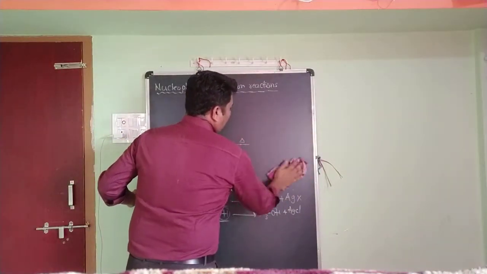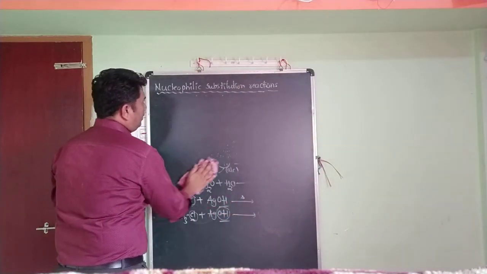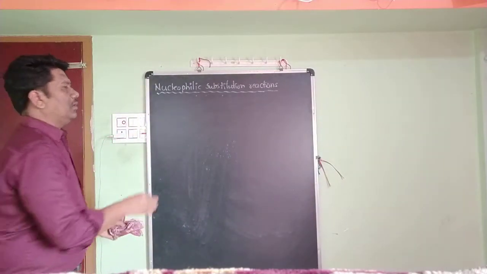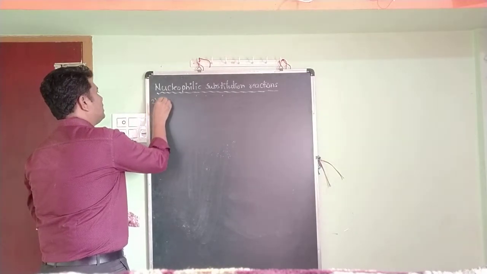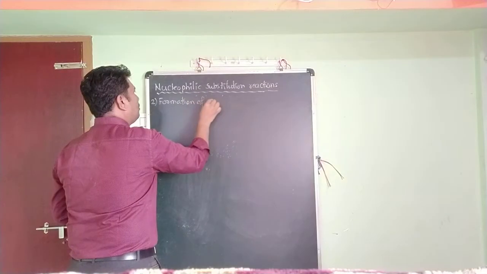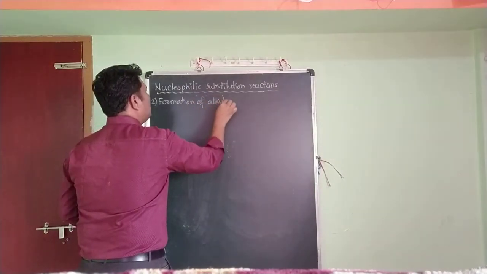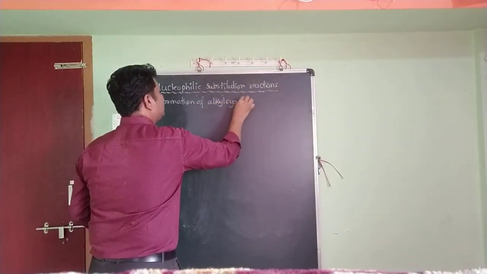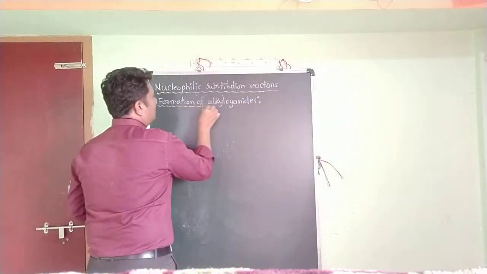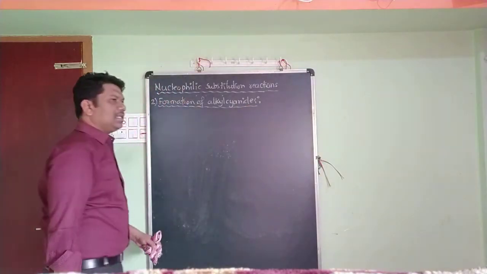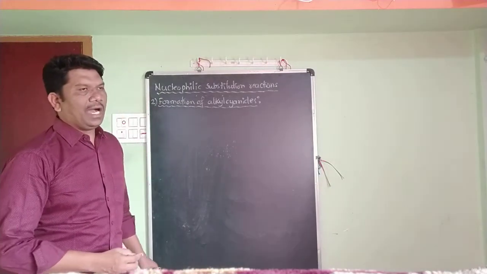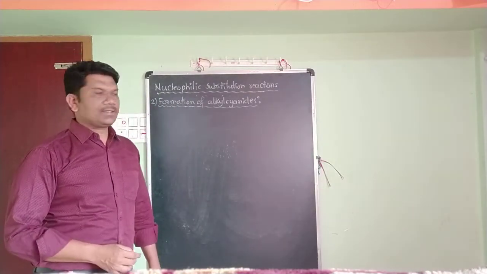The second example of a nucleophilic substitution reaction is the formation of alkyl cyanides. Formation of alkyl cyanides is also an example of a nucleophilic substitution reaction. We'll see how the nucleophilic substitution reaction takes place here.